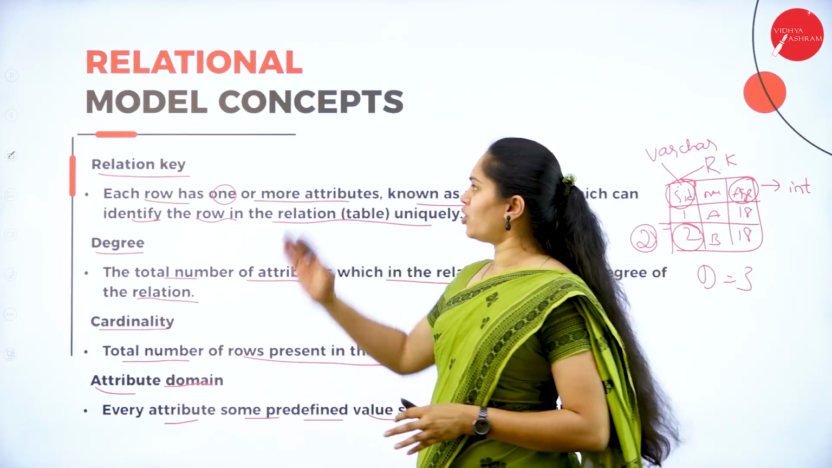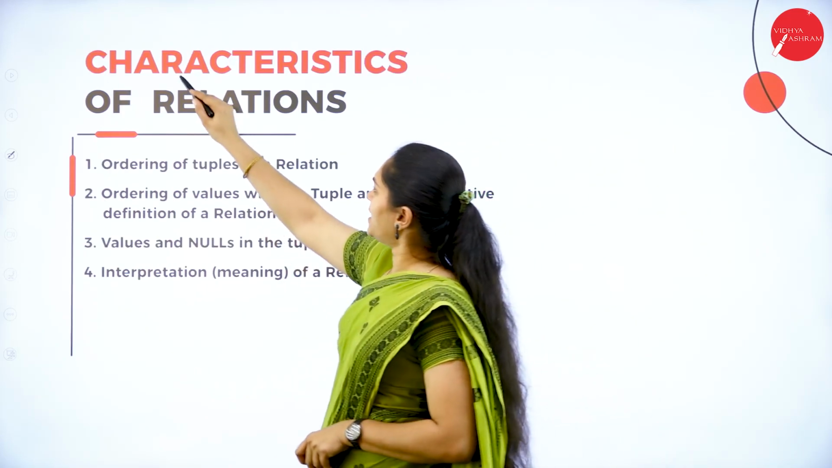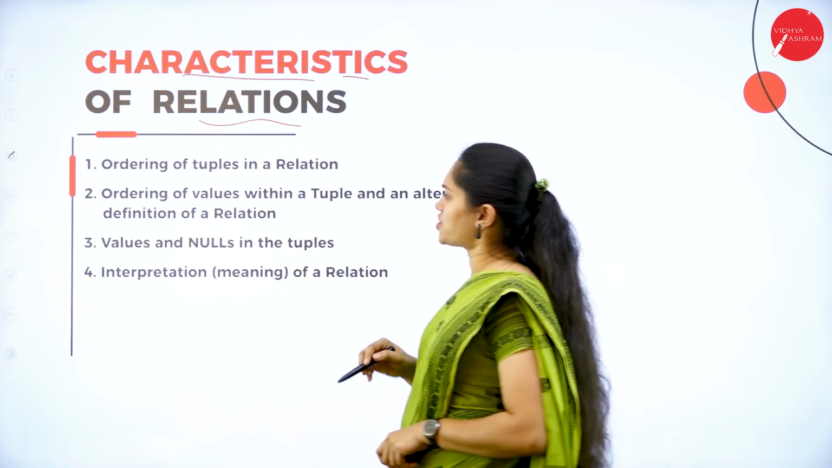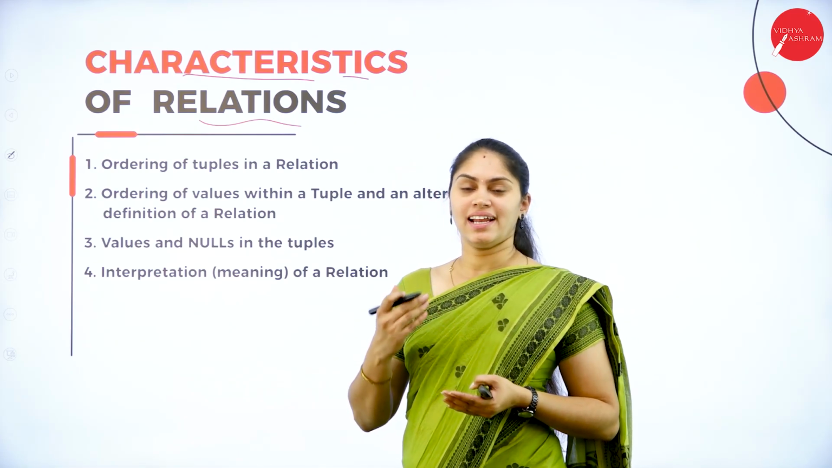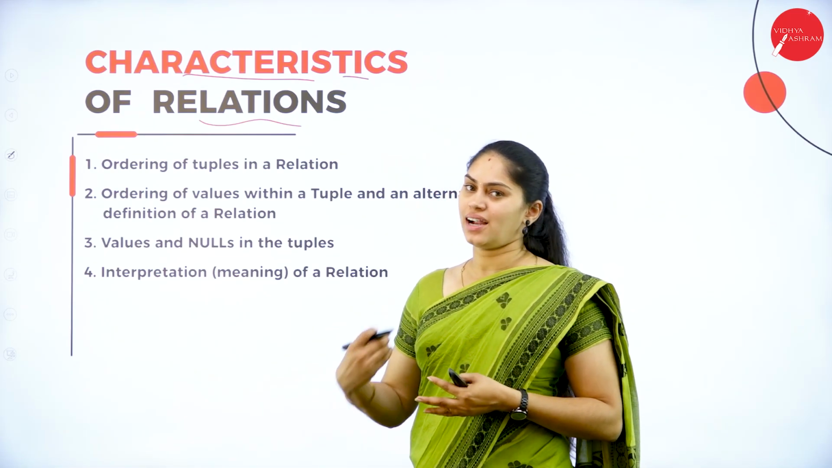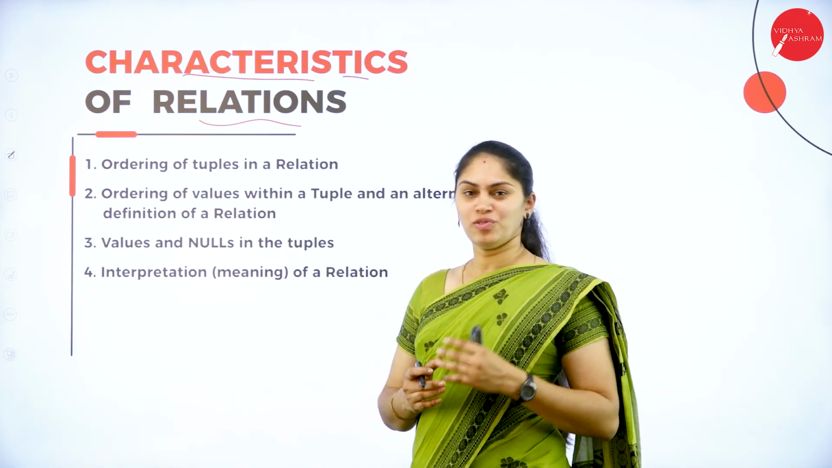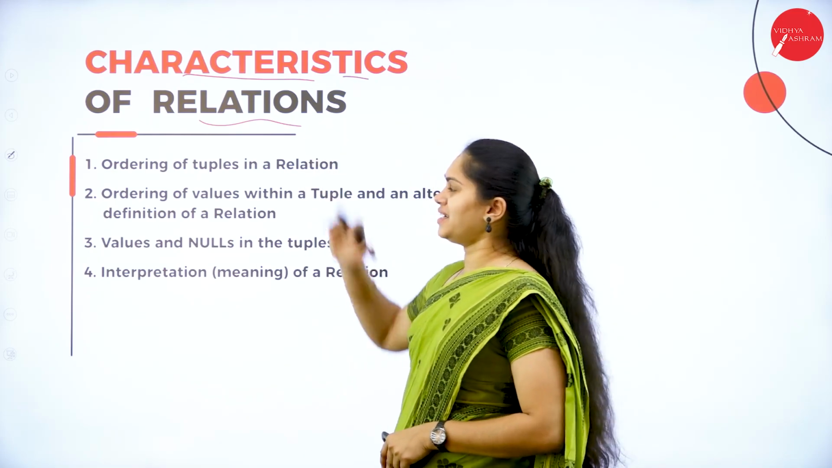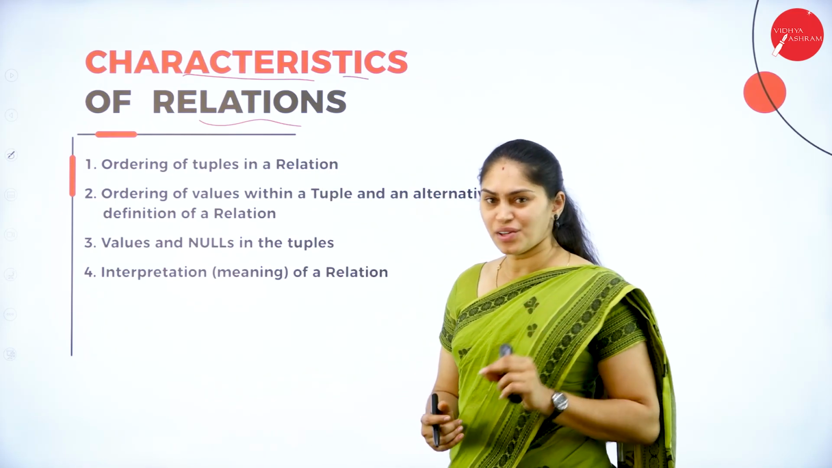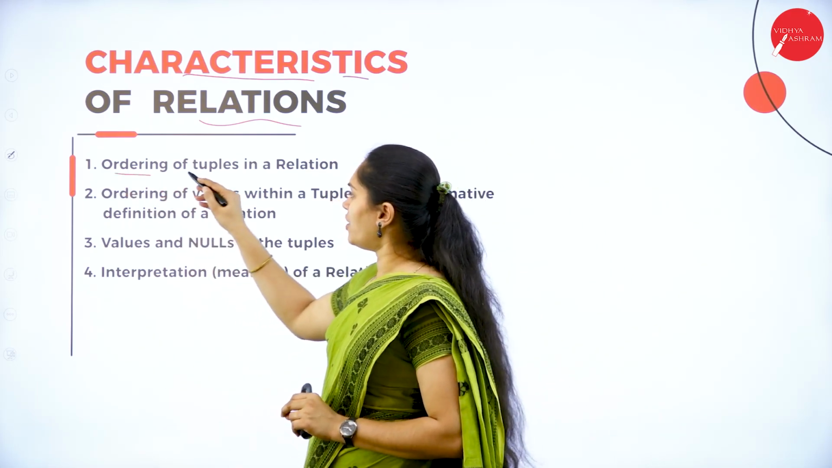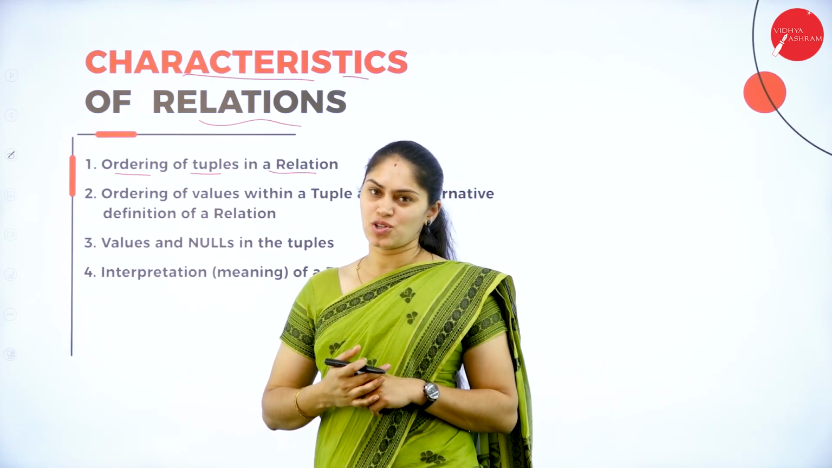So all these are what? Relational model concepts. We'll see the next concept, that is characteristics of relation. As of now you got to know what is table, what is relation or relation instance, key, tuple, cardinality, domain, all the concepts. So now we're going to discuss the different characteristics we have with respect to this relation. What is the first characteristic in that? Ordering of tuples in a relation. Then how should the ordering of tuples be?